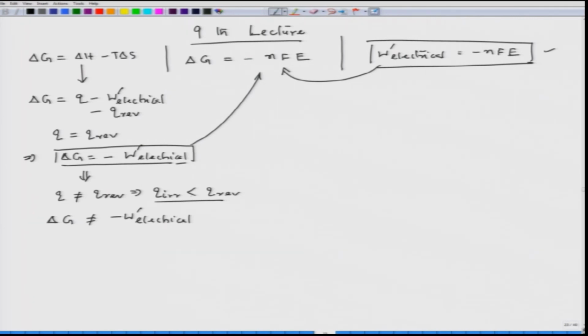Rather, if this is true, then Q irreversible minus Q reversible, in case of an irreversible process, is less than 0, because Q reversible is more than Q irreversible. If it is less than 0, then we get minus delta G is greater than W prime electrical. What it means is that the amount of free energy that is available for doing work will not be able to produce the same amount of work that we have noticed in this case, which is reversible.